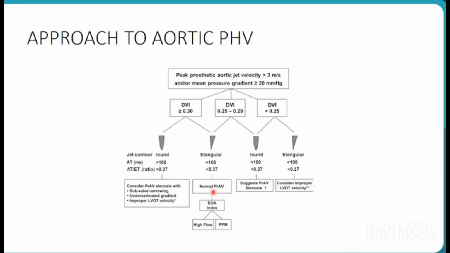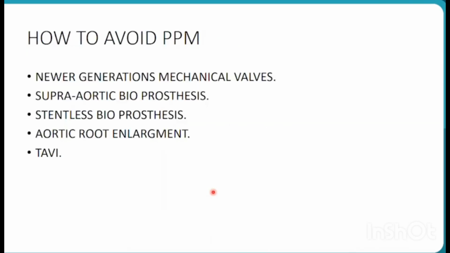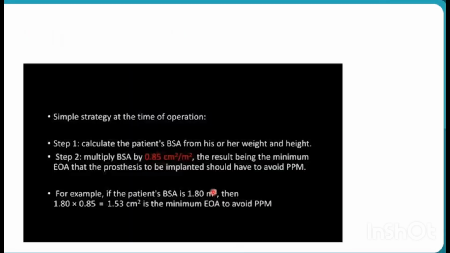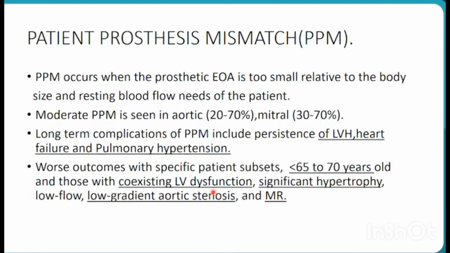So we'll come to that, but first we'll study one important aspect, because that will be studied in the flowchart. There may not be an anatomical obstruction, still we are finding high gradients and a rounded contour. After cinefluoroscopy retrogradely we analyzed that there was no obstruction, but still the gradients are high. That is seen with patient prosthetic mismatch.